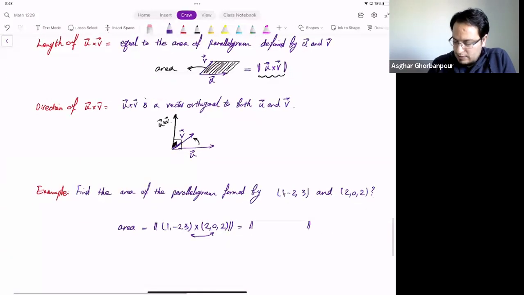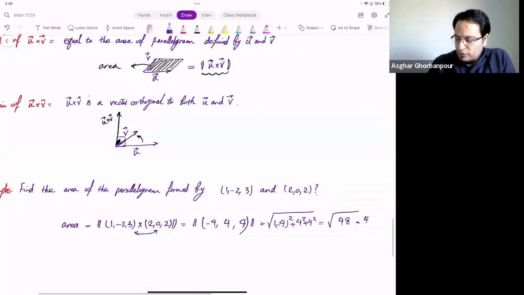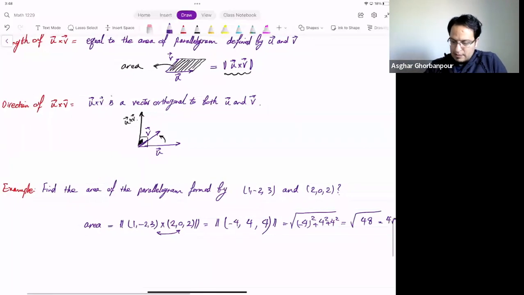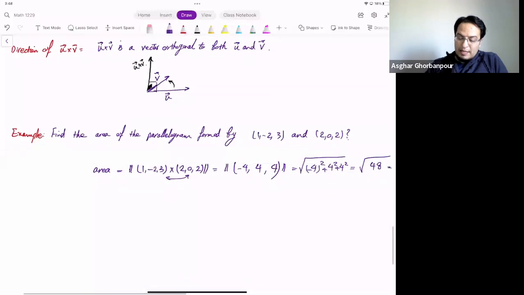It is (-4, 4, 4). So the length is the square root of (-4) squared plus 4 squared plus 4 squared. All together it gives 16, 16, 16, 48. Another way of writing it is 4√3. So the area of this parallelogram, which we don't have any easy way of imagining, we can still find its area. It is 4 times √3, something close to 7. But one can go further.